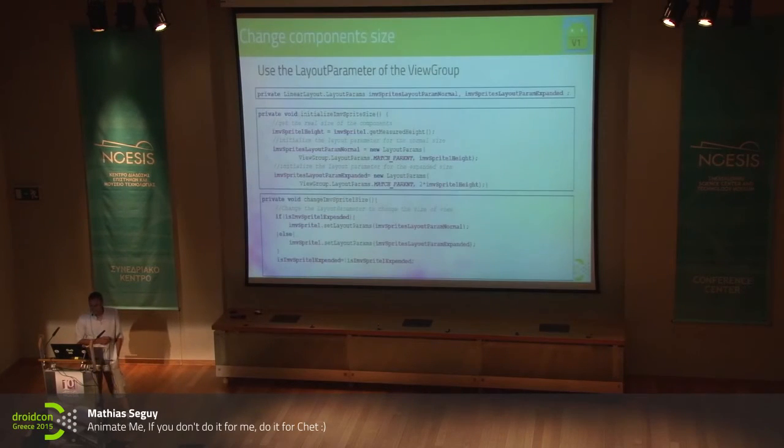If you want to change component size, in fact, you're going to define layout params depending on the view group where you are. So you define linear, relative, grid, okay, layout params, and you instantiate them depending on what is the size you want for your component. And when you do that, to change the size, you take a component and just set layout params, the layout params you just defined.